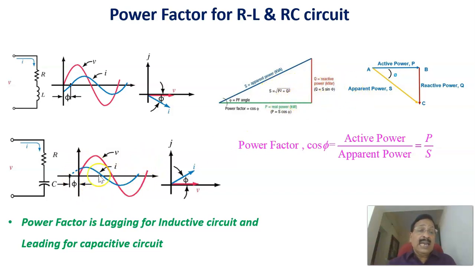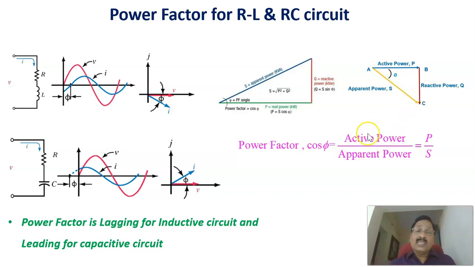If you consider an RC circuit, again the instantaneous voltage is there, and the current is leading the voltage by an angle phi. In the RC circuit, the power factor equation is the same. This is the power triangle. This is the active power, but now, instead of going up, the reactive power goes down. This is the apparent power, and this is angle phi. Cos phi means active power divided by apparent power. That is called the power factor.